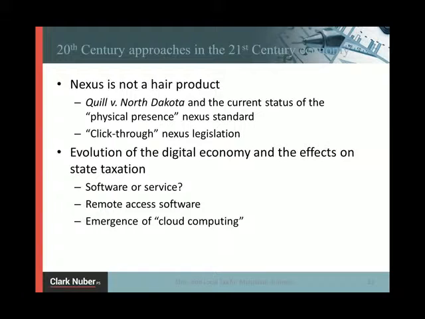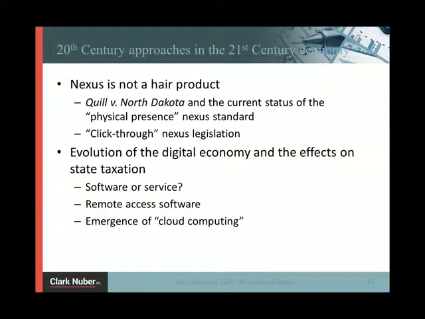And so the U.S. Constitution requires that there be some significant connection or nexus between the out-of-state company or the business and the state that's seeking to tax them. And the U.S. Supreme Court decided in a case entitled Quill versus North Dakota that in order for a state to require an out-of-state company to collect that state's use tax or sales tax, the company must have a physical presence in the state. And this has been an area of increasing controversy since this case was decided back in 1992.